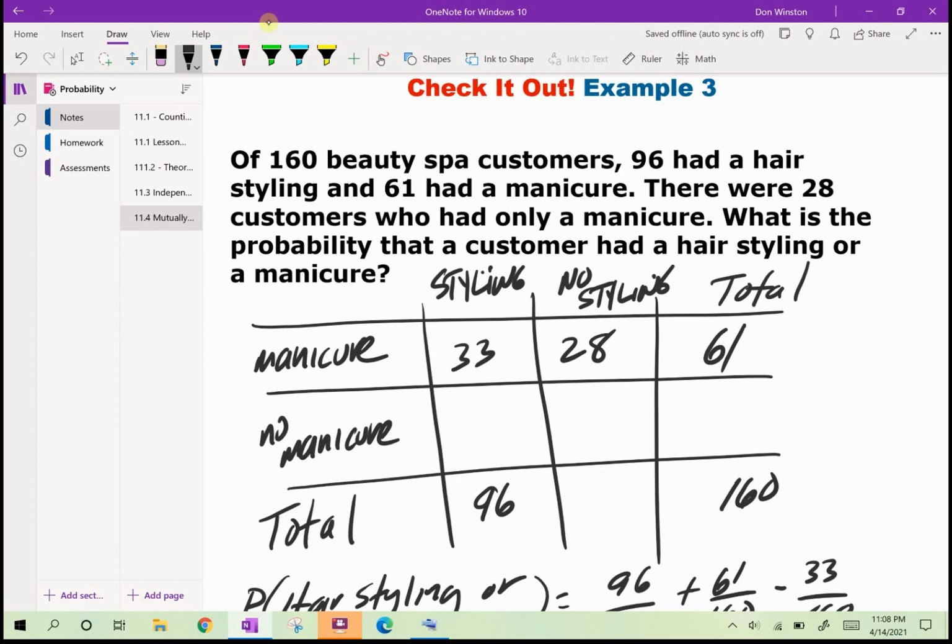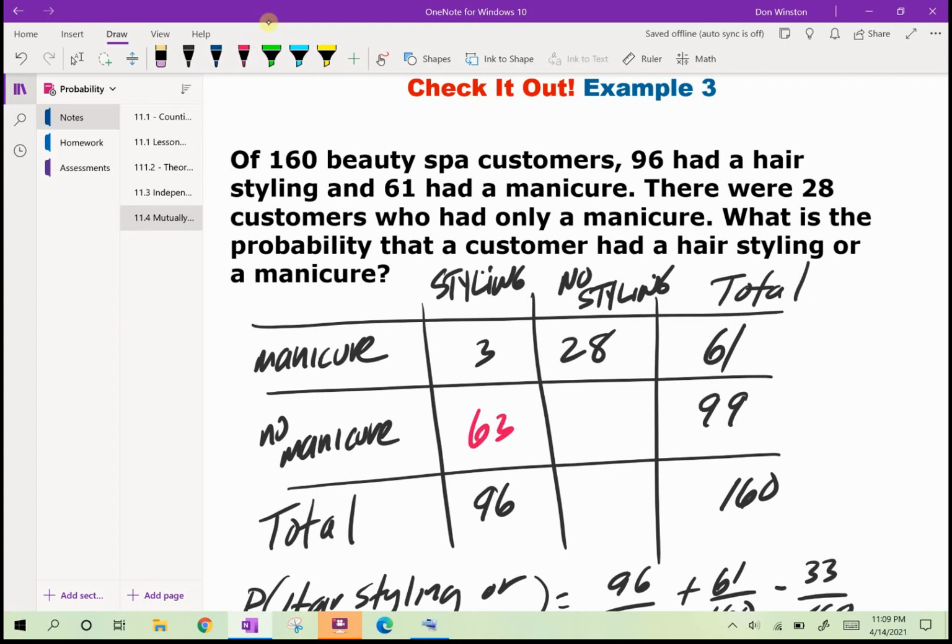And then if I had a total of 160 and 61 had a manicure, then 160 minus 61, so that would be 99, had no manicure. And again, I can just fill in the rest here. So if I take 96 and subtract 33, I would get 63.